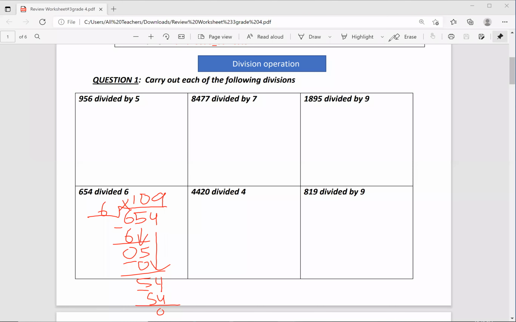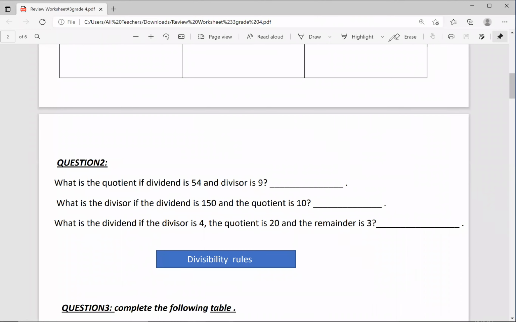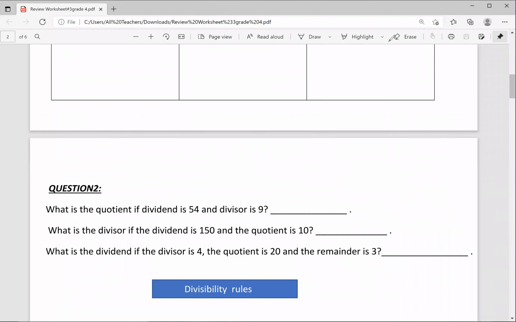Now let us go to question number 2. And in question number 2, it's very easy. We are asked to find the quotient if the dividend is 54 and the divisor is 9. So you just ask yourself, what's the number you multiply by 9 to get 54? It's 6. Now you are asked about the divisor if the dividend is 150 and the quotient is 10. So you ask yourself, what's the number you multiply by 10 to get 150? It's 15.